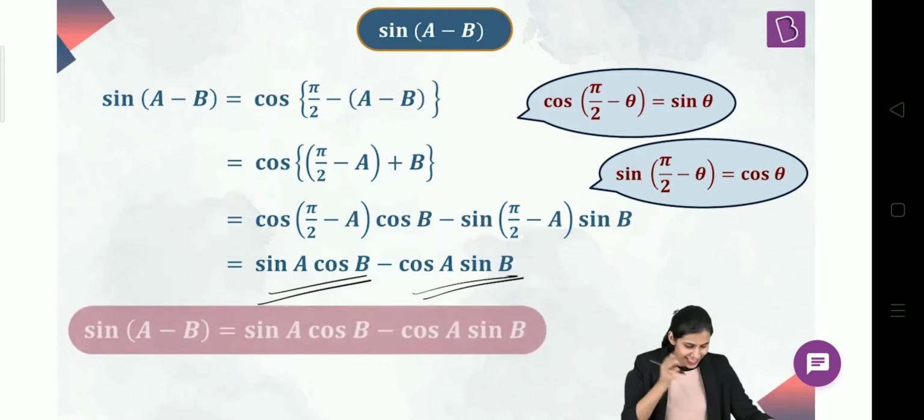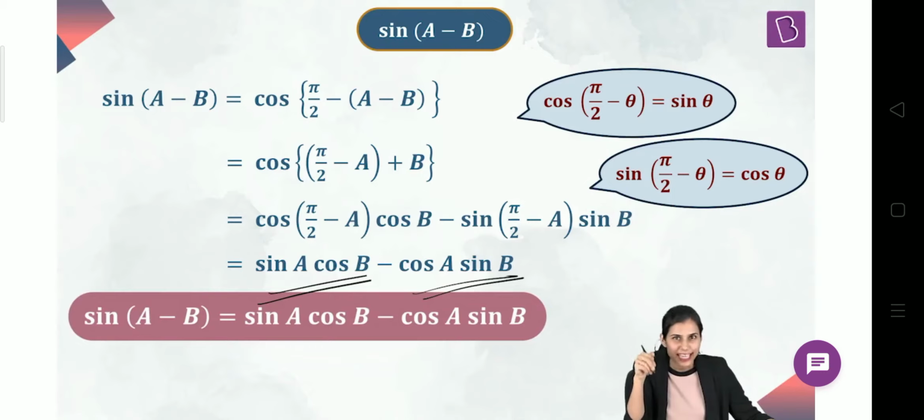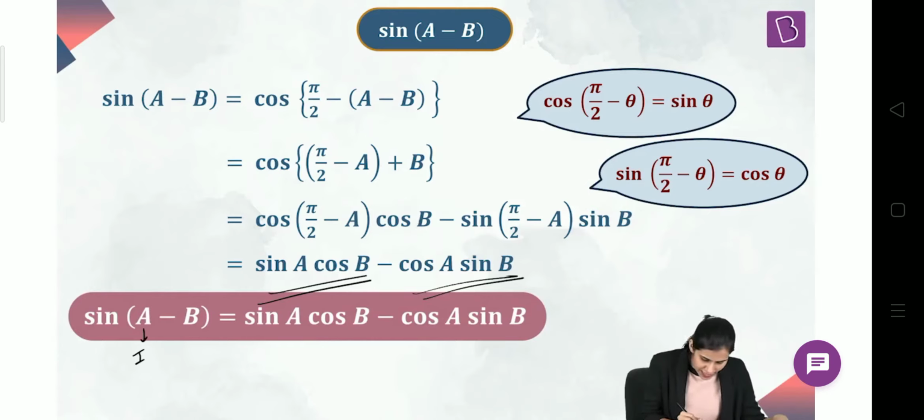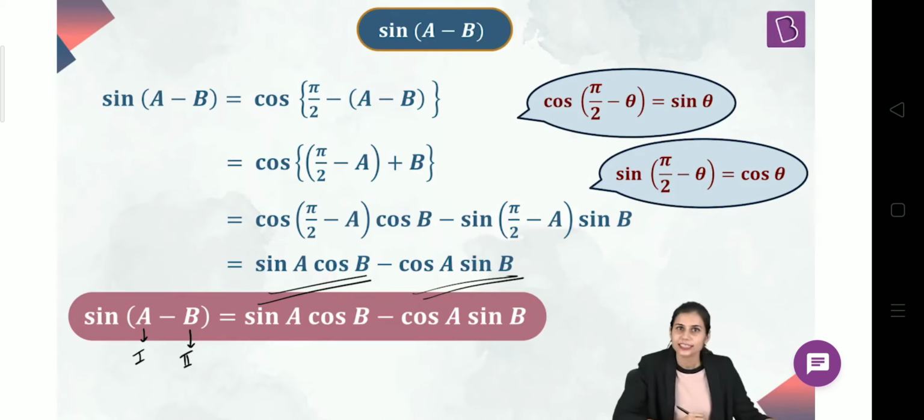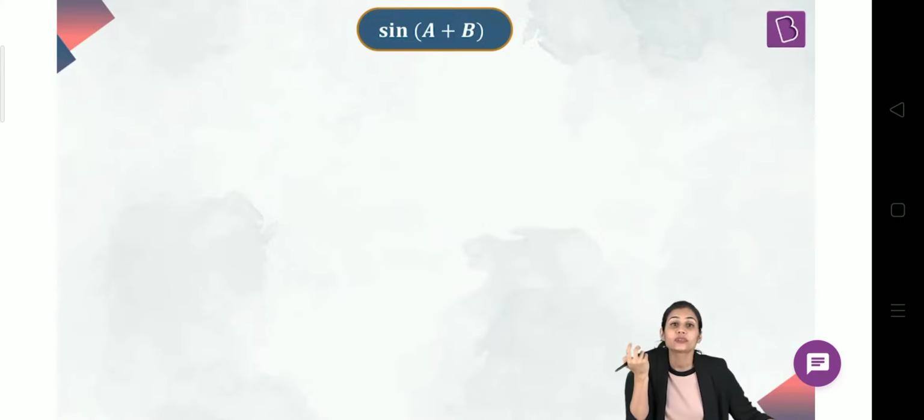Bingo. The sine ratio of the compound angle A minus B is coming out to be sine A cos B minus cos A sine B. Okay, you can remember it again the same way. Treat this as the first angle, treat this as the second. Sine of first minus second is sine of first into cos of second minus cos of first into sine of second.